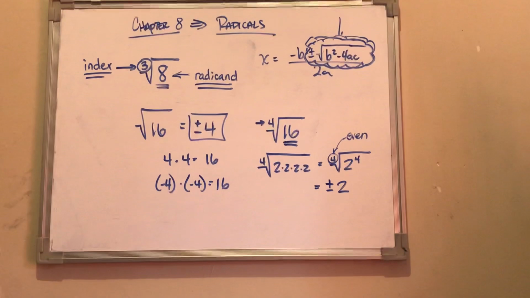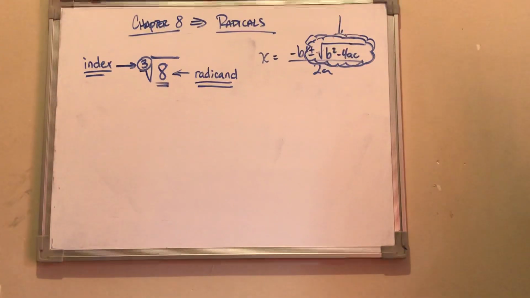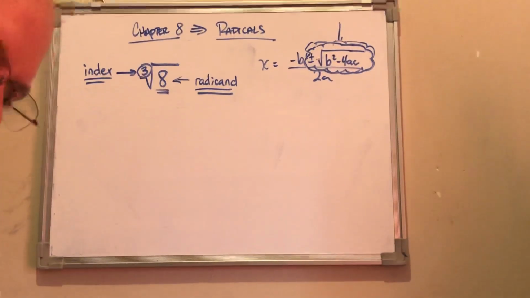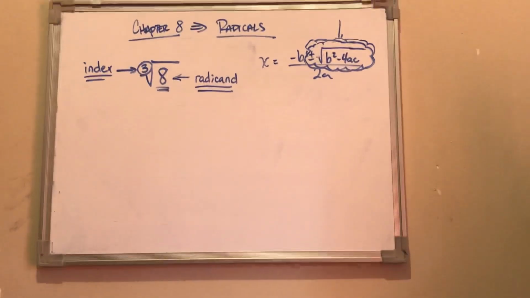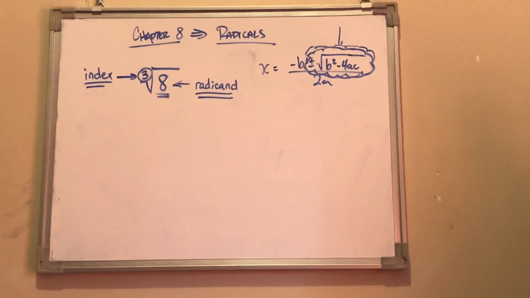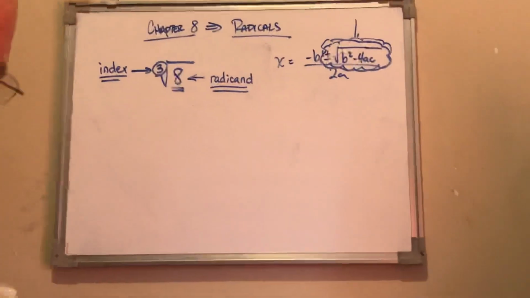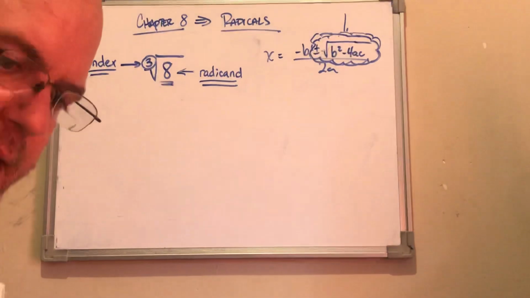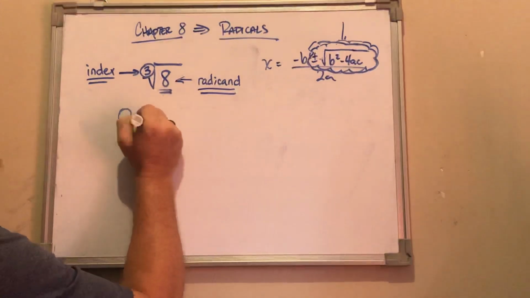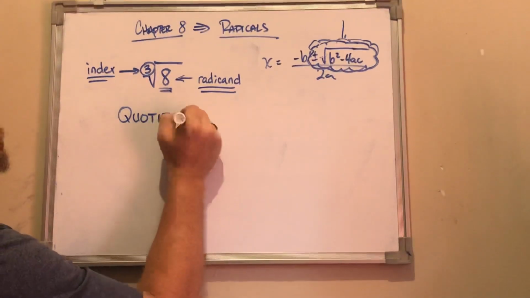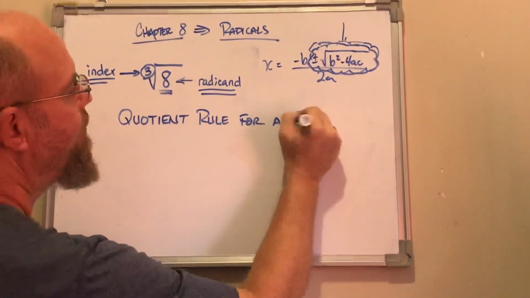Now, in your book, there's a lot of examples here. So let's start going through some examples, and when we do examples, some of this will make more sense to you. All right? So we are going to look at Chapter 8, Section 1, and what we're going to look at is on page 276. This is something you guys need to know, the quotient rule for a radical.